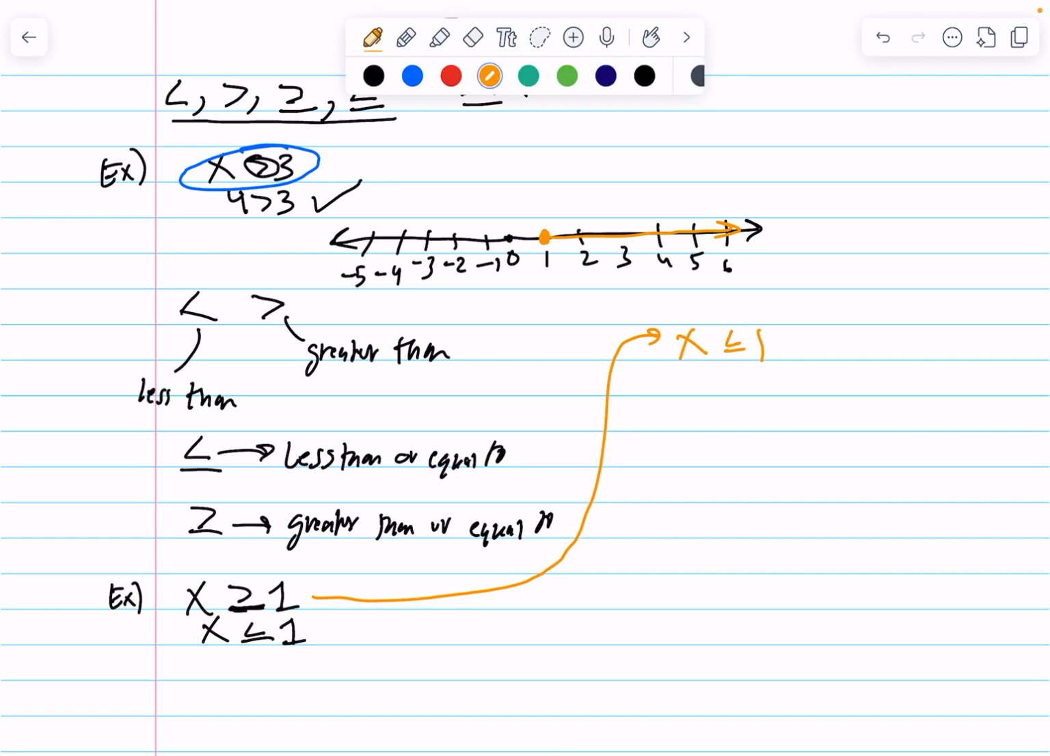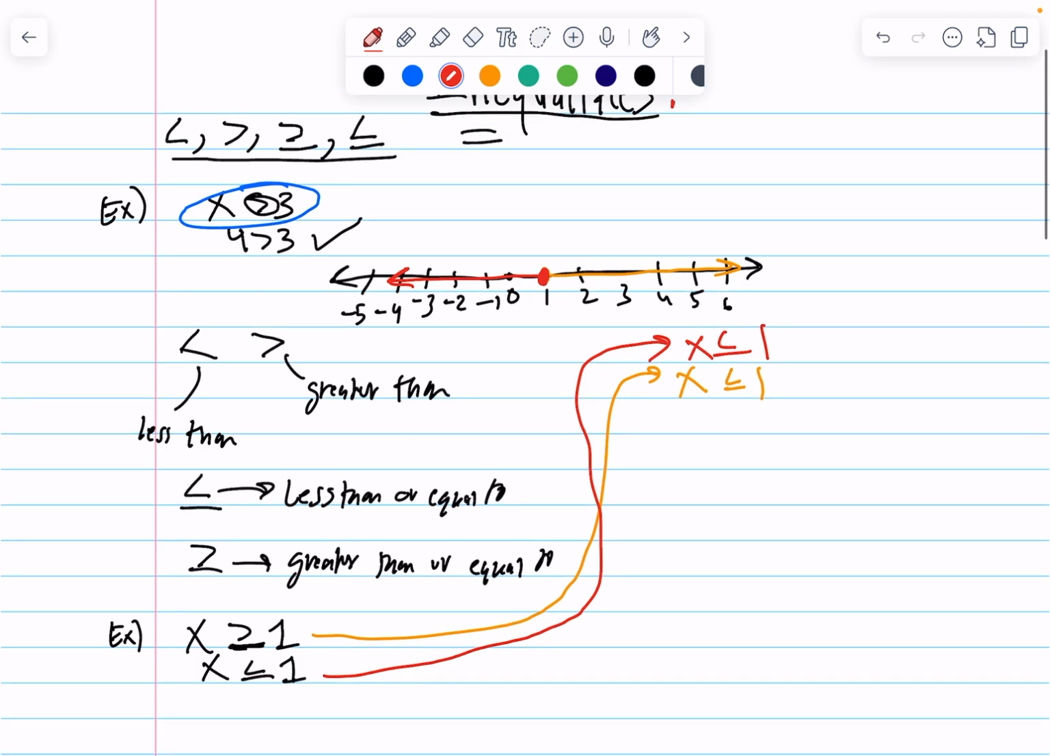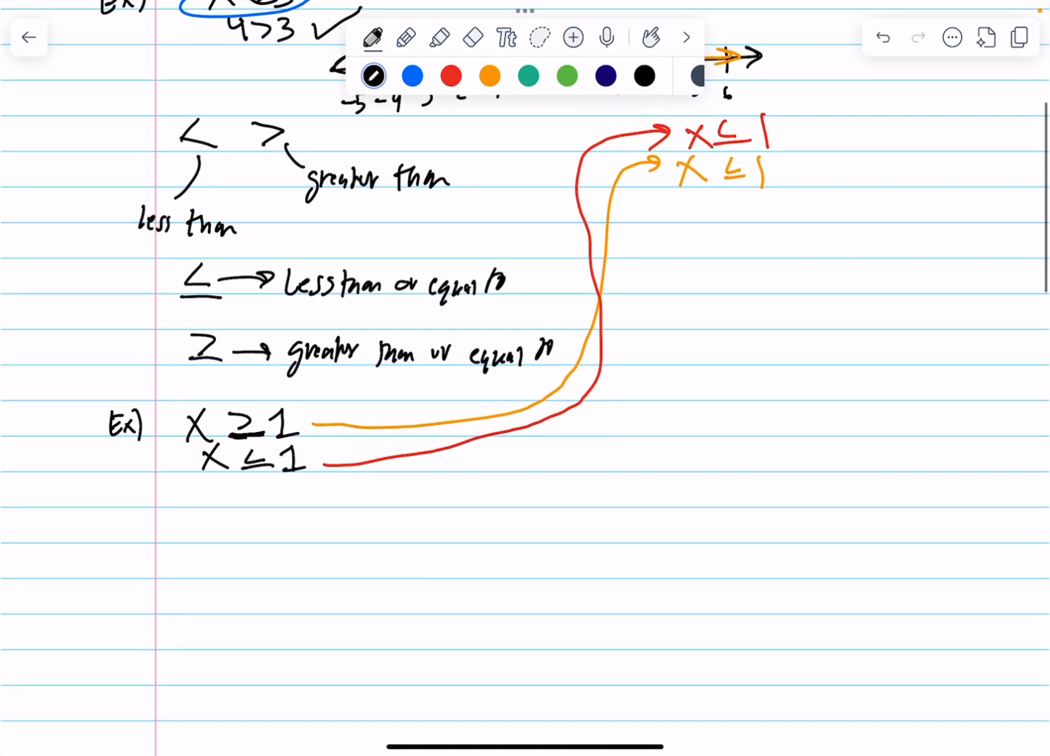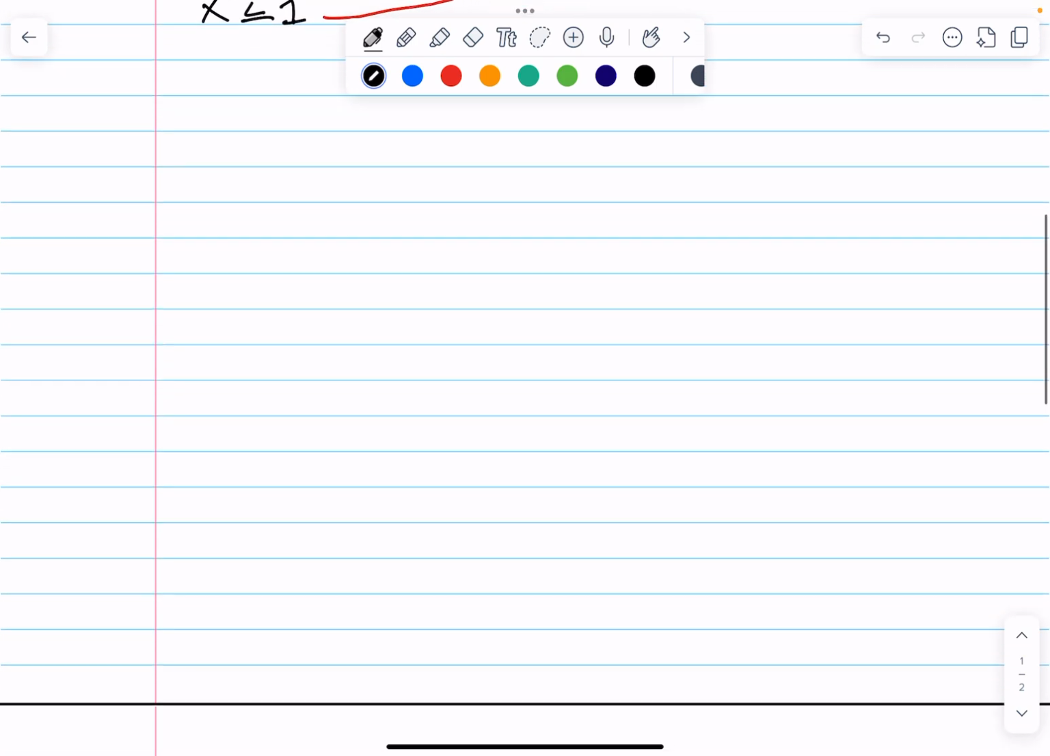If we did x is less than 1 using red, open dot, go to the left of the number line. And that is pretty much it. That's the discernible difference. And those are the basics of inequalities. But we can do so much more with inequalities. We can also use them for equations.